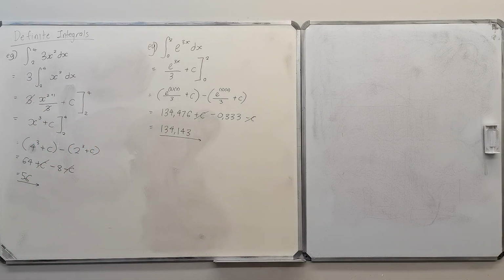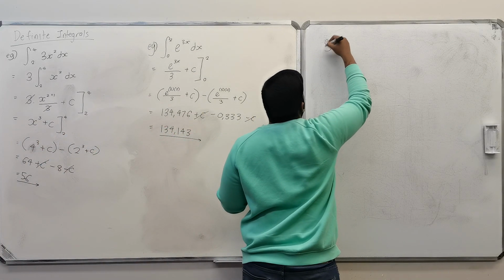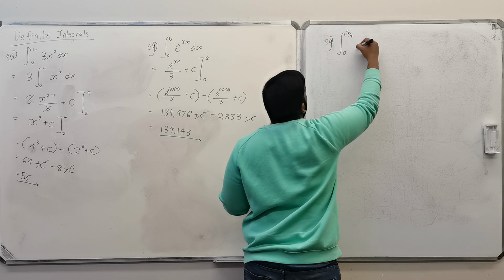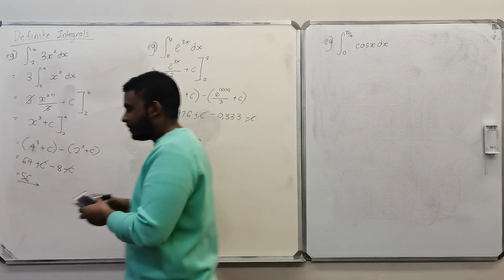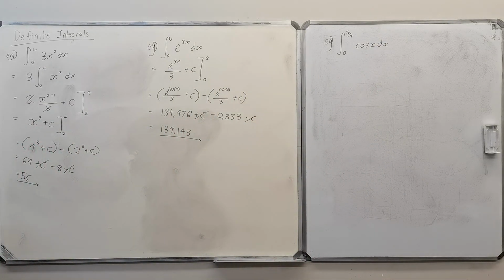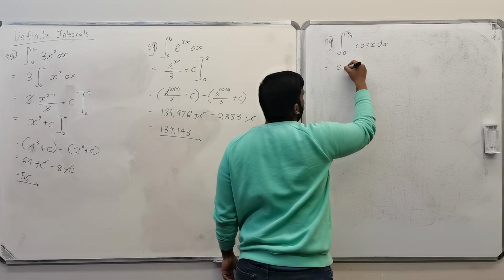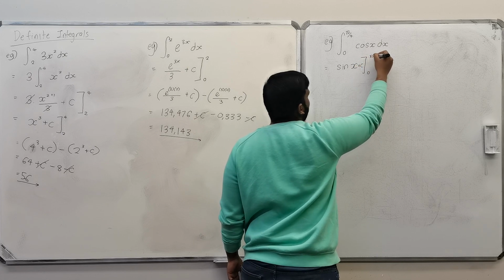Okay. Then let's do another one. Let's do integrating from 0 to pi over 4 of cos x dx. Right? The integral of cos x is sin x plus c, integrating from 0 to pi over 4.